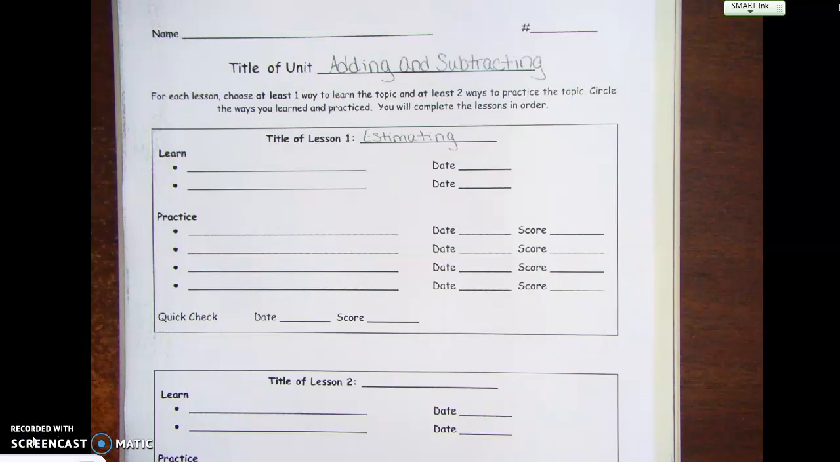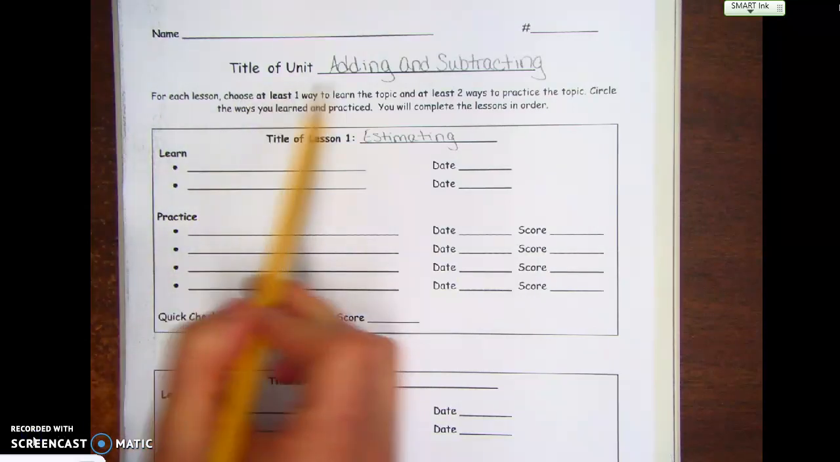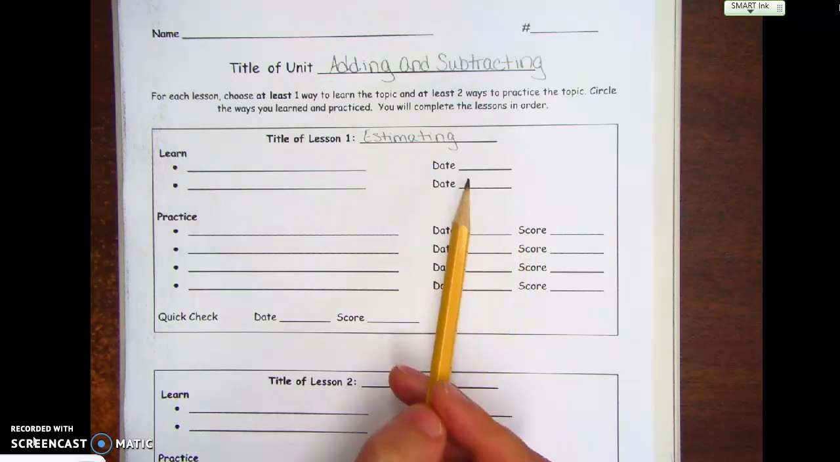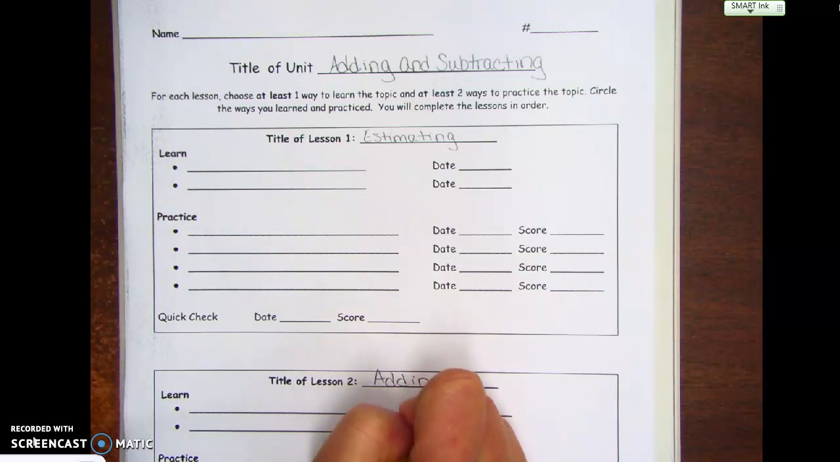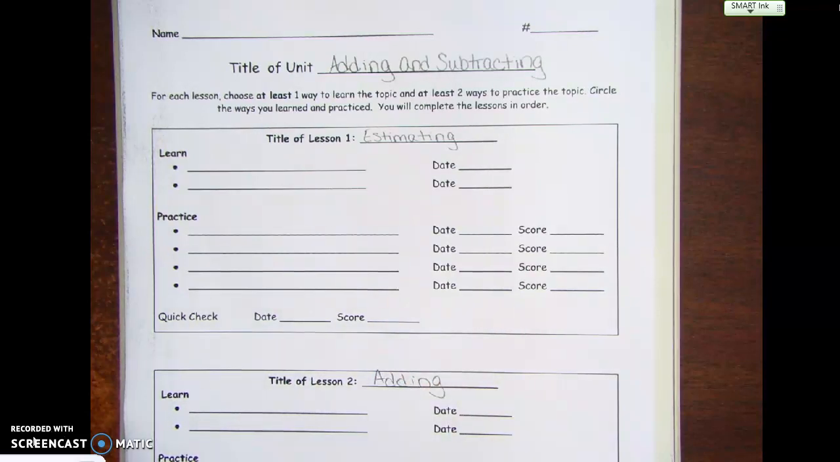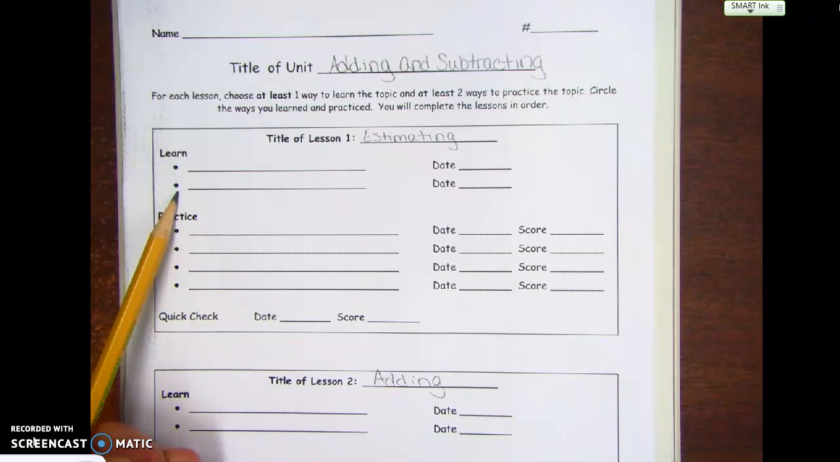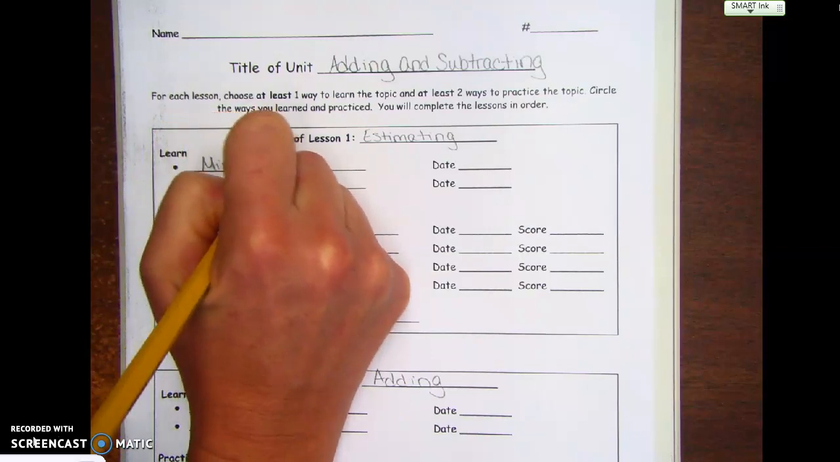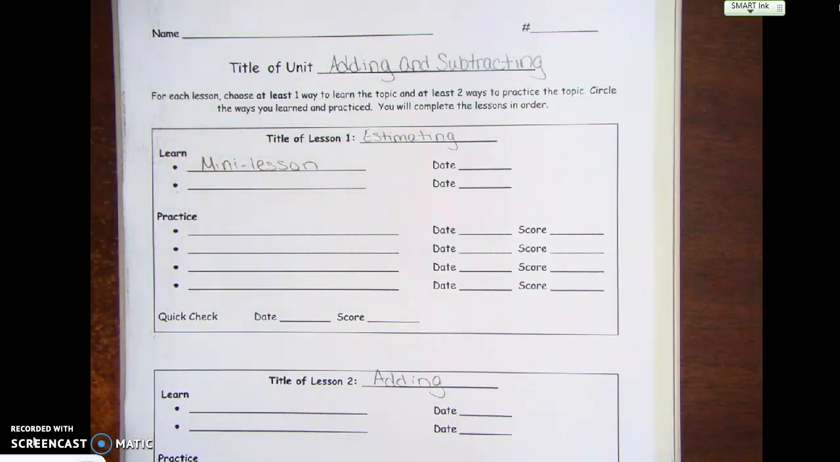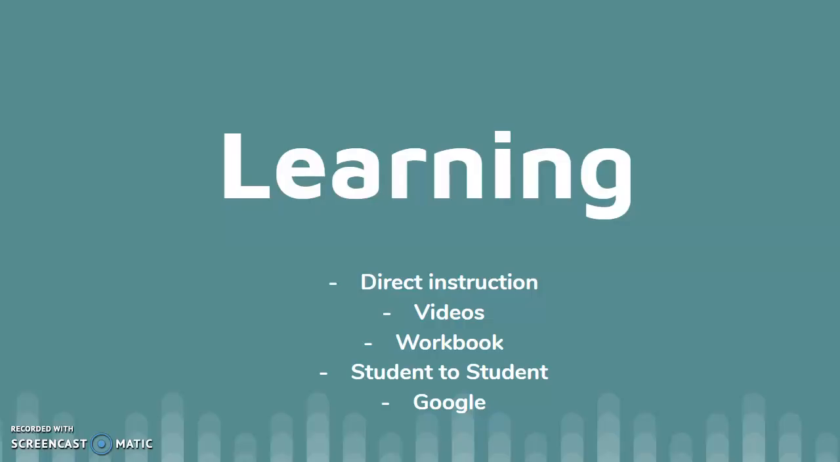Here I have my planning sheet. My unit is adding and subtracting. My first lesson is estimating, and my second lesson is going to focus on adding. So now I want to come up with at least two ways that the students can learn. I know that I can do a mini lesson, and I do a mini lesson for every single one of these because that's how I'm comfortable teaching, and that's how most students are comfortable learning. However, there are other options for having students learn a new skill.